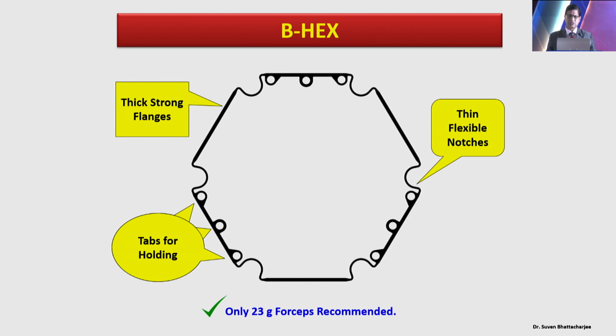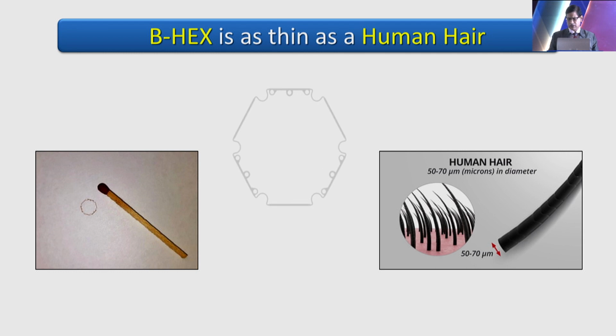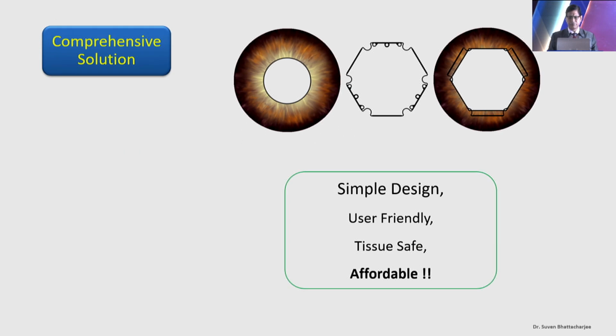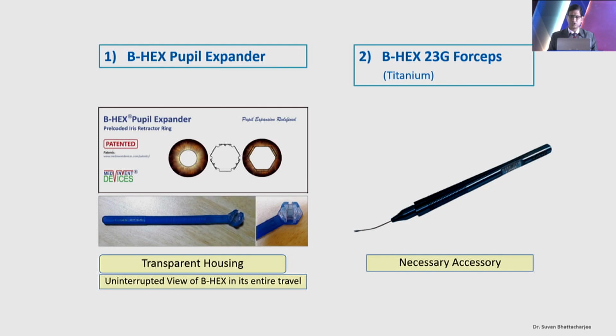It's a thin device. It's got flanges, notches, and it's got tabs for holding. It's very thin, 75 microns, as thin as a human hair. Simple design, user-friendly, tissue-safe, affordable too. What's important is that the housing is transparent so that you can hold it with the BHEX 23 gauge forceps, and through the entire travel, you can see the device. It's never invisible, so you know what the device is doing.